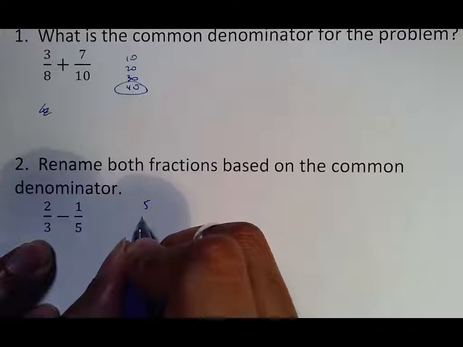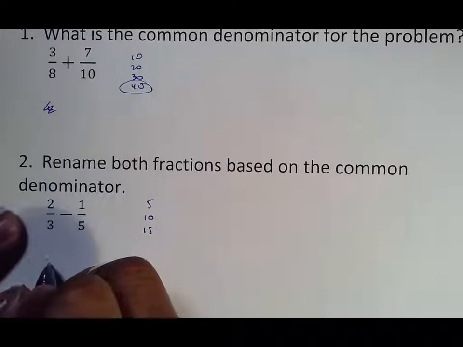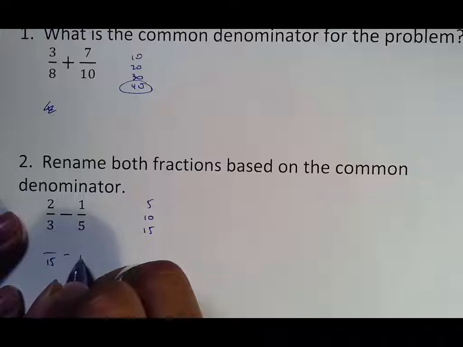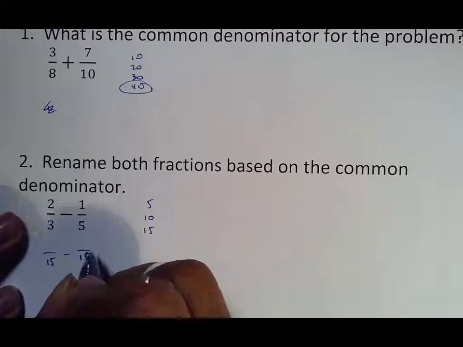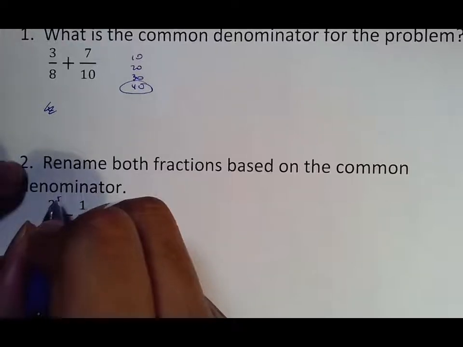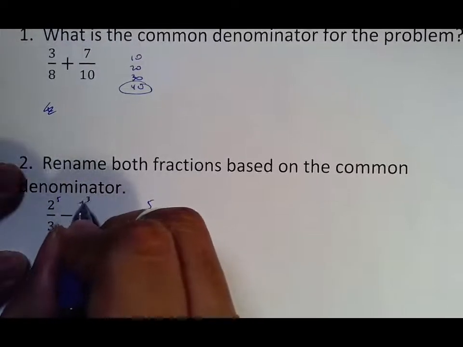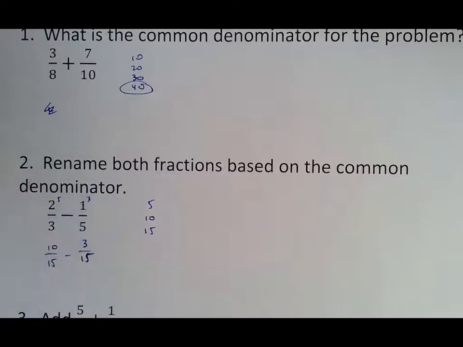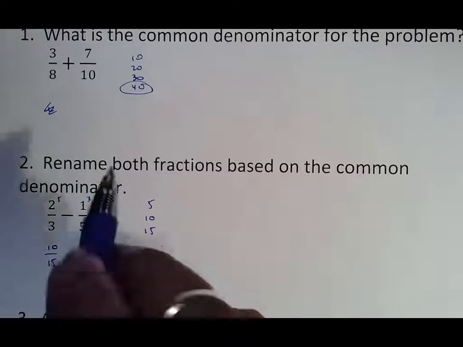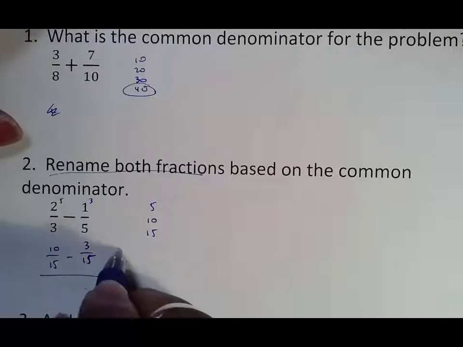3 does not go into 5. 3 does not go into 10. 3 does go into 15. So we'll have our 15 here. We'll copy it, and we'll have our 15 there. 3 times 5 makes 15, so we'll multiply 2 by 5 to get 10. 5 times 3 makes 15, so we'll multiply by 3 there. They're not asking you to solve it. All they said was rename both fractions based on a common denominator, and so that's what we did here.